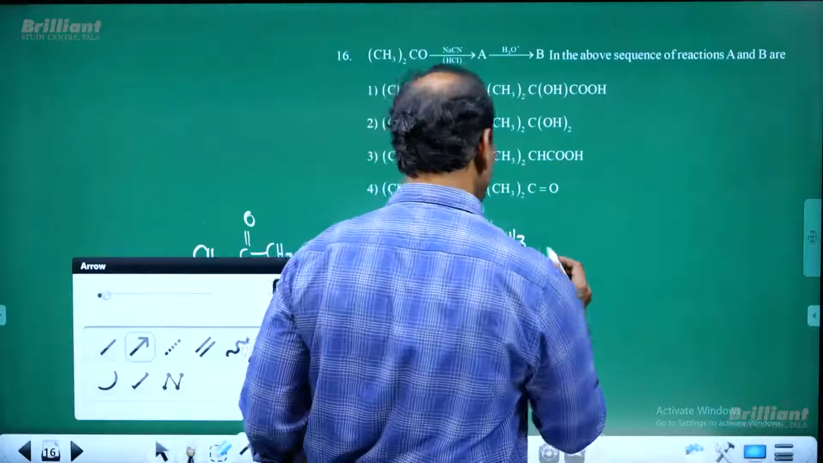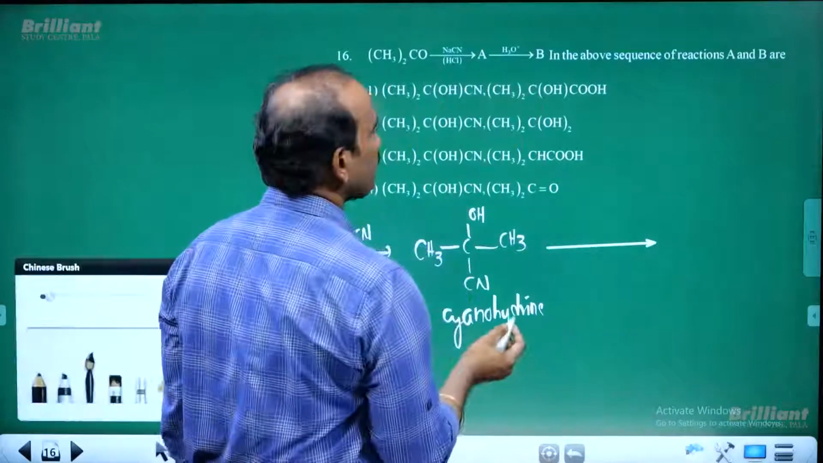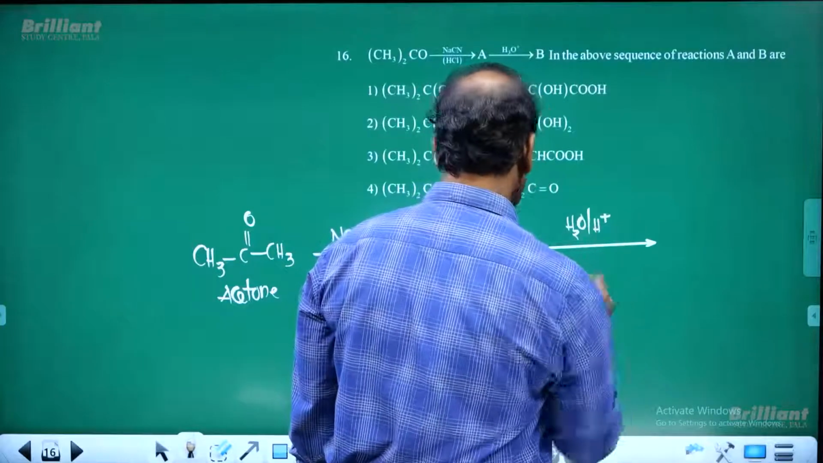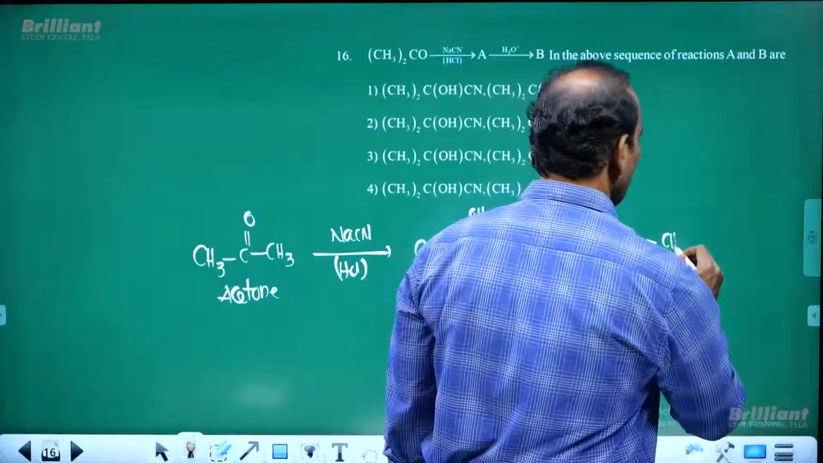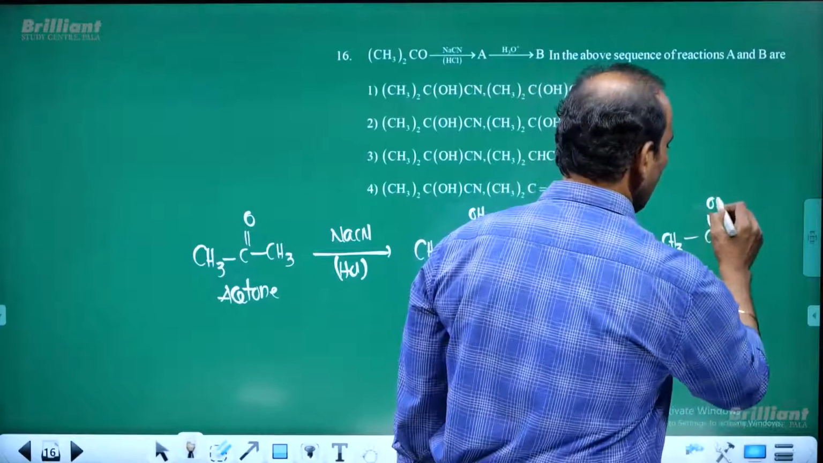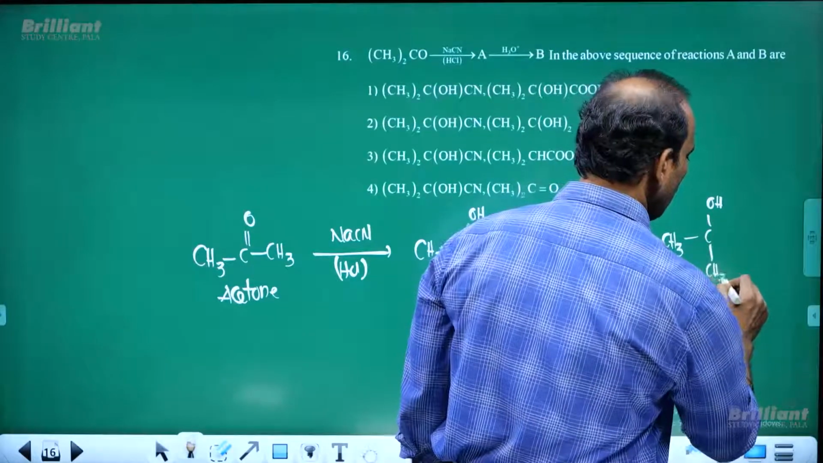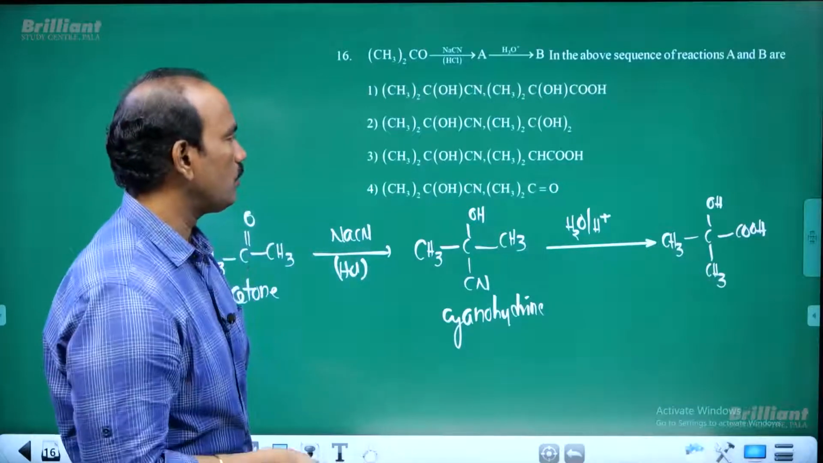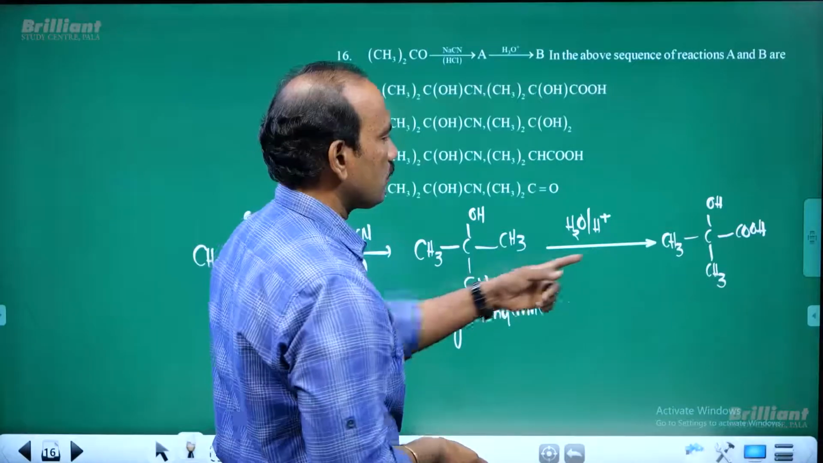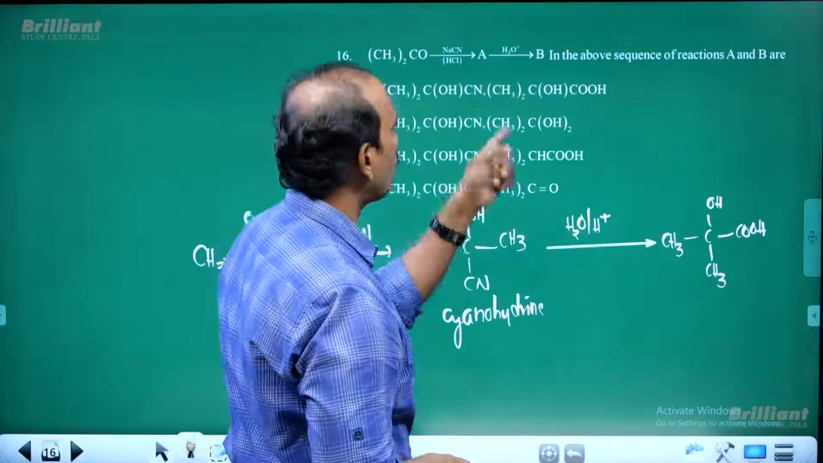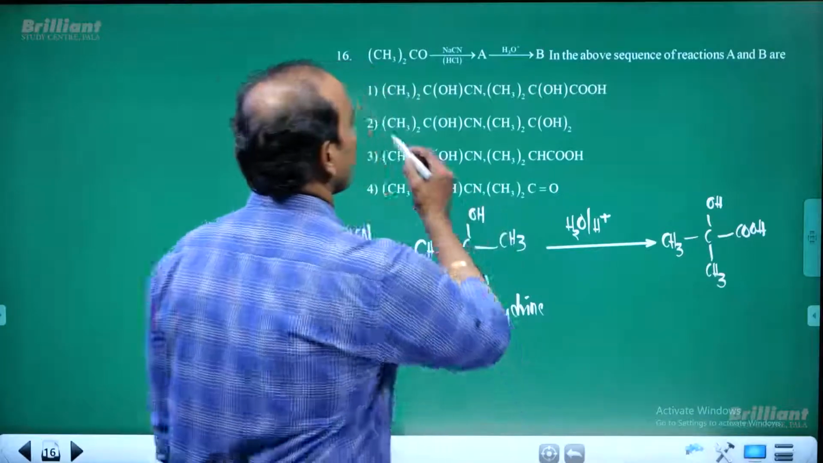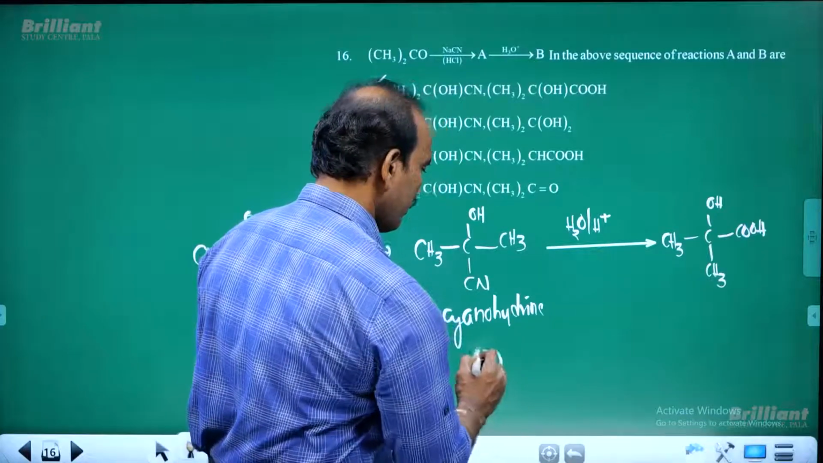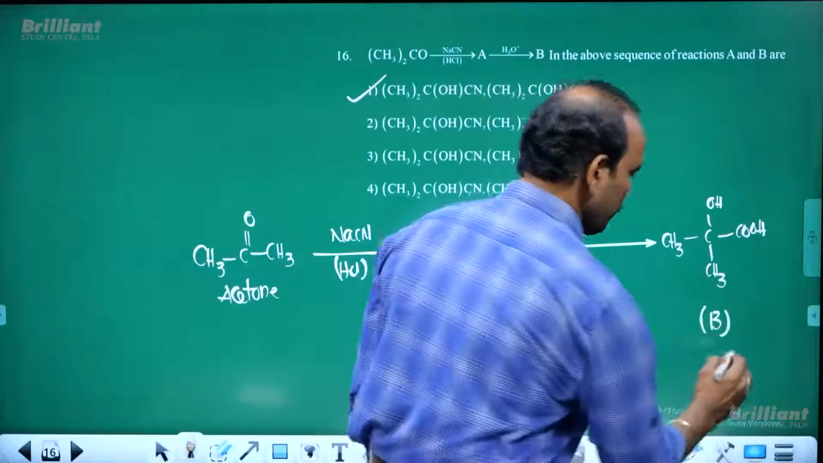And then this is subjected to hydrolysis. The cyanide group changes to CH3, C, OH, CH3, COOH. Cyanide changes to carboxylic acid. So, what is the answer? CH3 taken twice, C, OH, CN, and what is the answer? This is the answer. Clear? This is the A and this is the B. Clear?